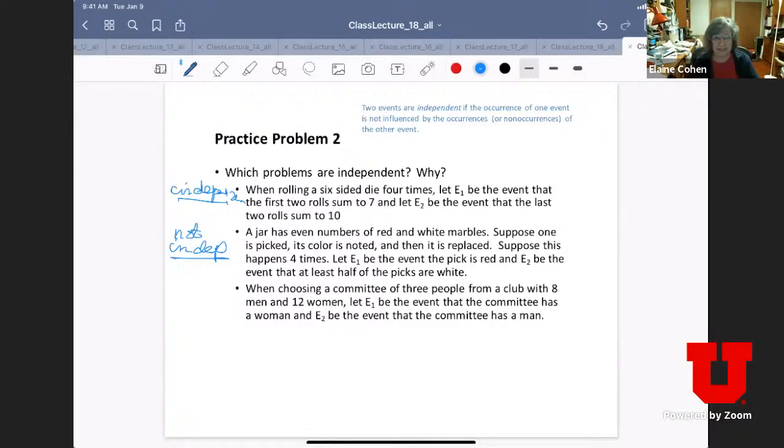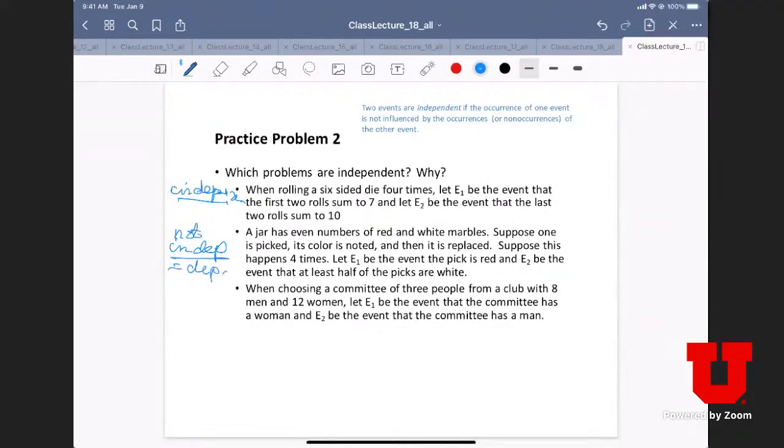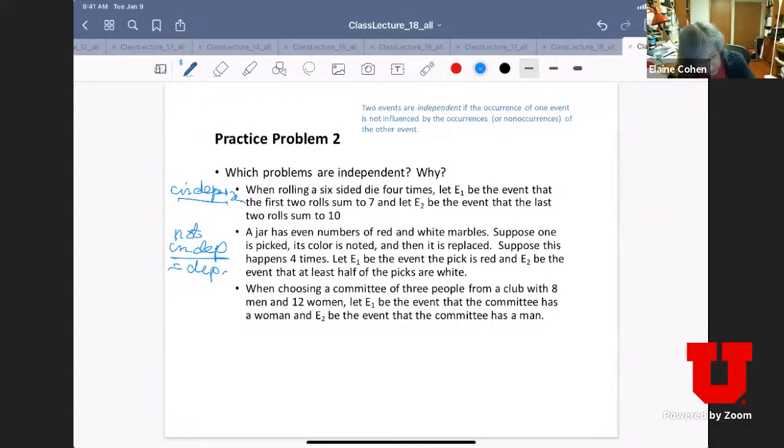Not independent is equivalent to dependent. Yes. Absolutely. Sorry for not being clear about that. Okay, good. So this one is dependent.